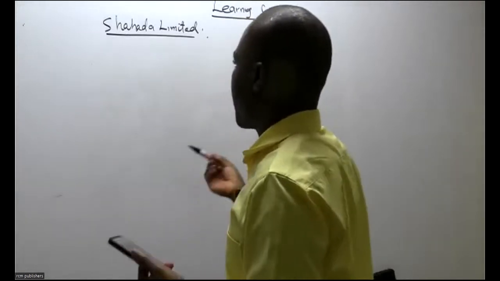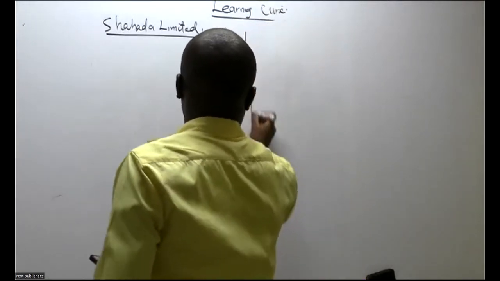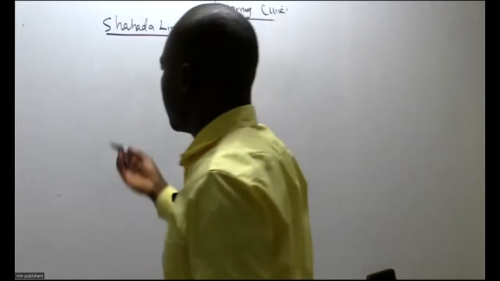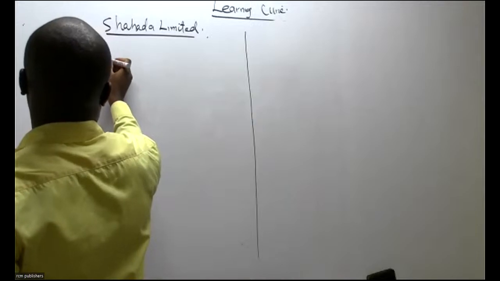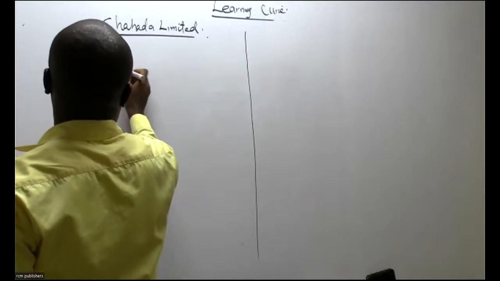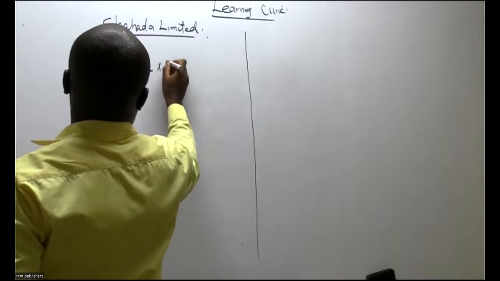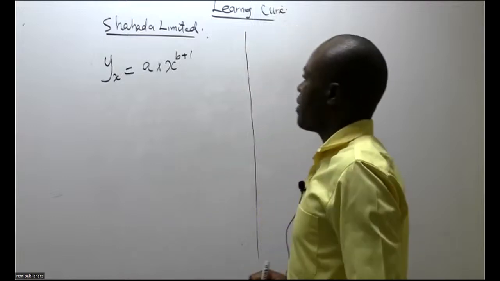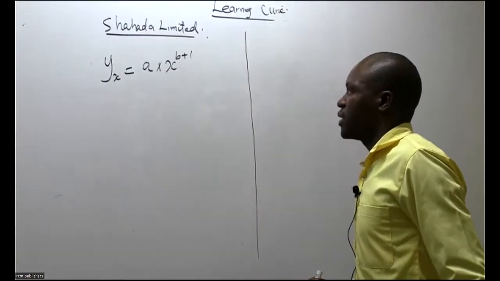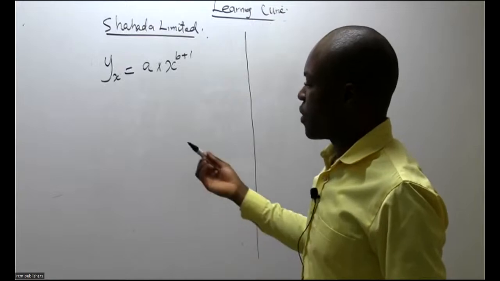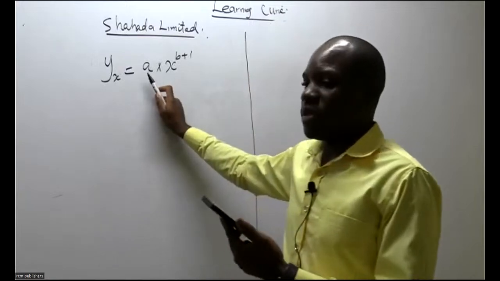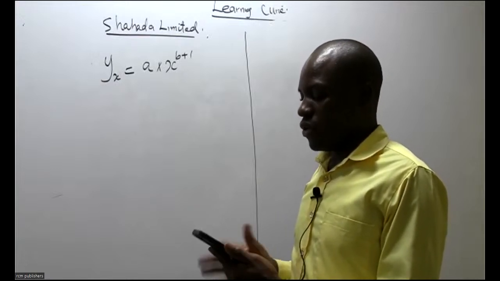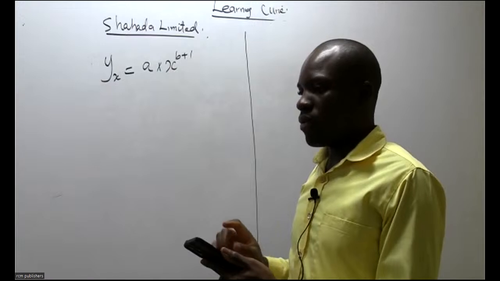So let's see what we have in the question. For you to understand how this concept works, the first thing, please ensure that you're able to have that formula somewhere: Y of x equals a multiplied by x raised to the power b plus 1. If you have this, you'll be able to identify the unknowns and work backwards to get what you need. We all know that A is the time taken to produce the first unit.